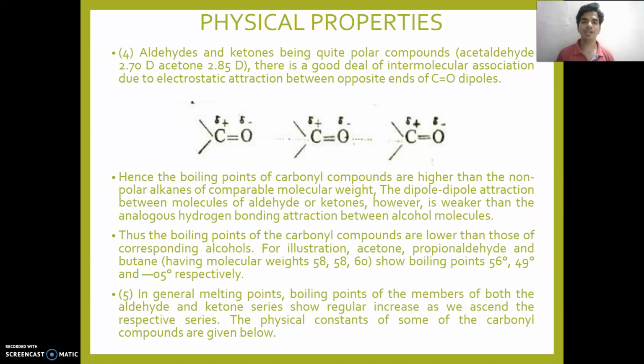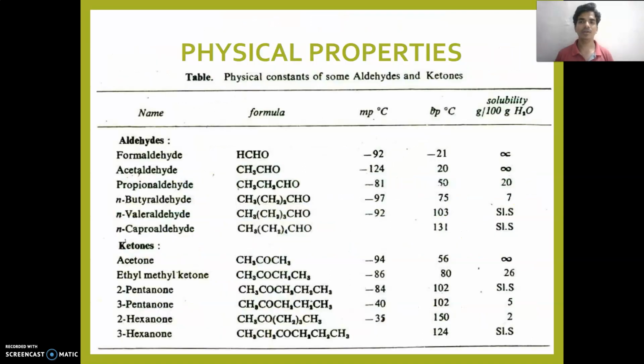In general, the melting point and boiling point of members of both the aldehyde and ketone series show a regular increase as we ascend the series. The physical constants of some of the carbonyl compounds are given in this table. There is a difference between formaldehyde, acetaldehyde and the higher members of the aldehyde and ketone series, and the boiling point changes. The melting point also differs according to the size of the aldehyde and ketone.